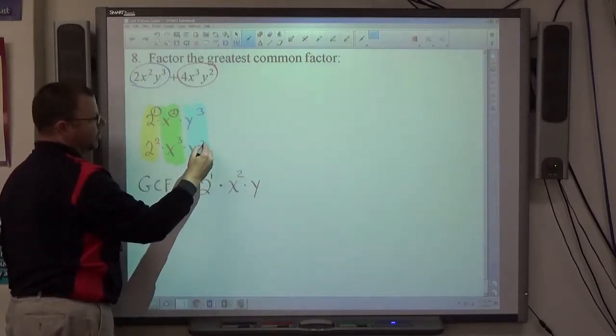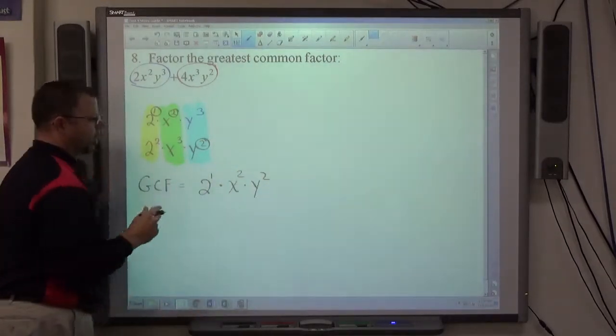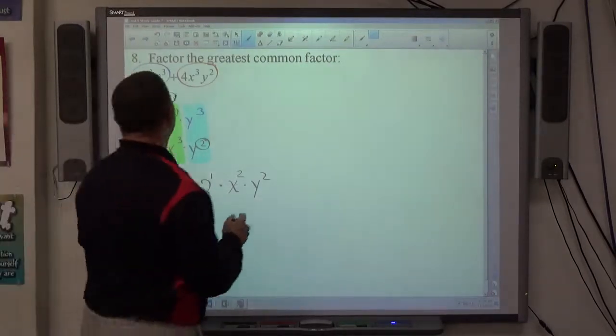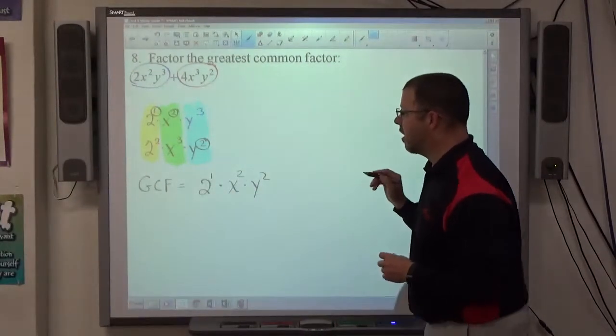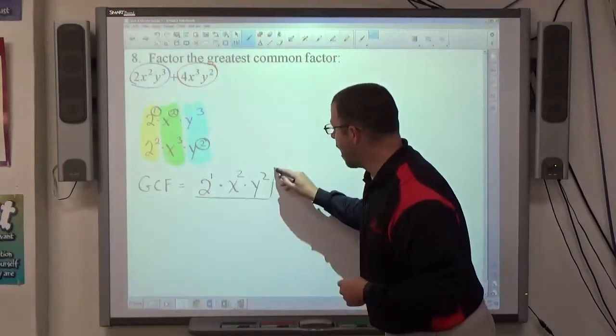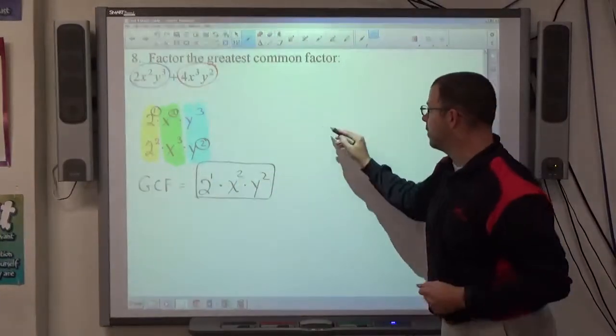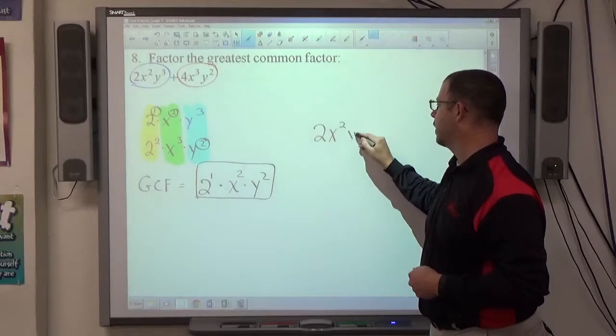And for y's, my choices are 2 and 3, I'm going to take the 2. Okay, that's how you determine the greatest common factor. Now the directions here say factor the greatest common factor. So what I need to do now is, there's my common factor. If I make it pretty, it's going to be 2x squared y squared.